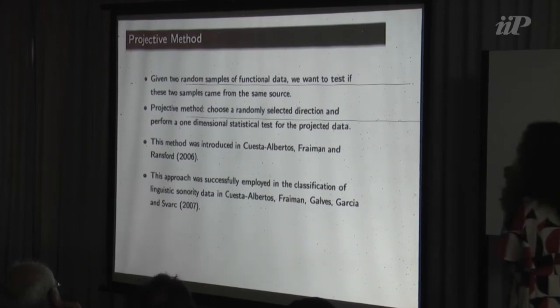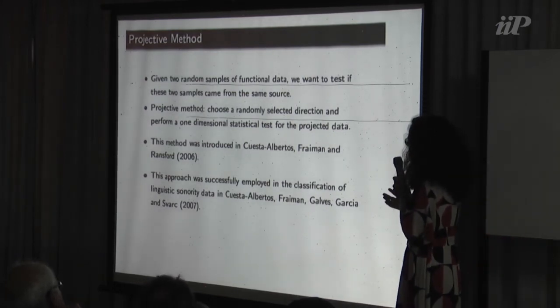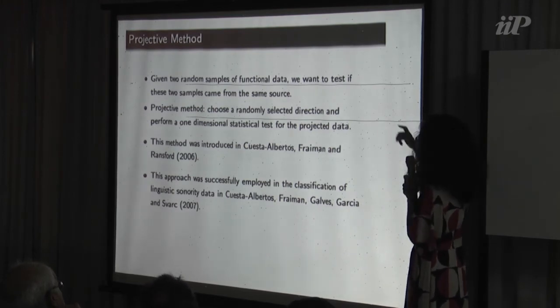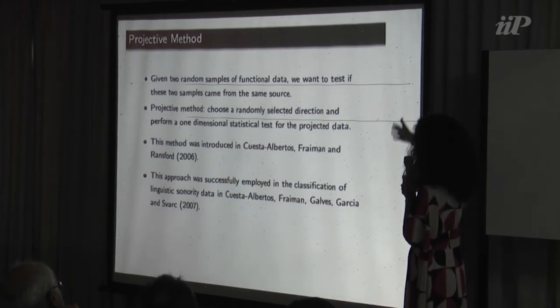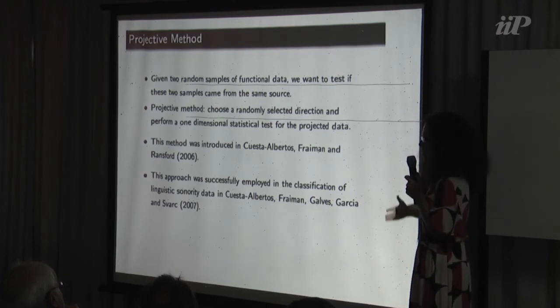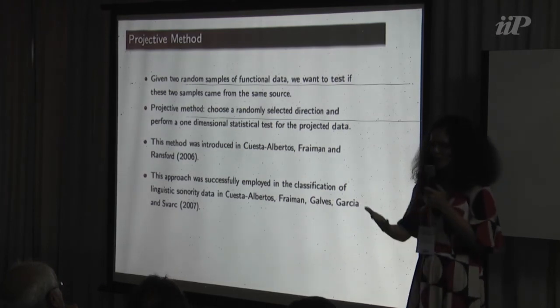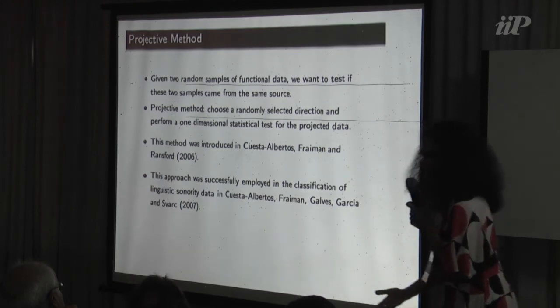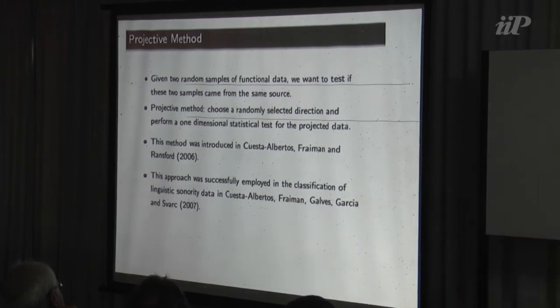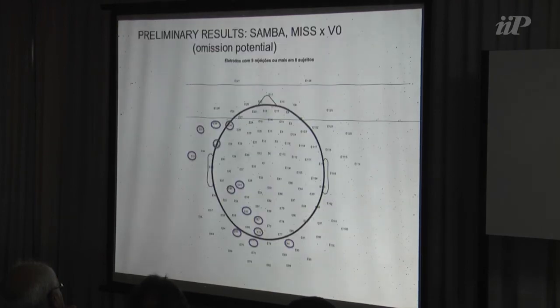So we are comparing these chunks of EEG signals using the projective method, which is briefly presented here. And if you want to have more details, Antonio could maybe discuss the underlying idea and proposals. And if it's real data, we can use statistical tests like, I don't know, Kolmogorov-Smirnov, whatever. But since we have functional data, why functional?